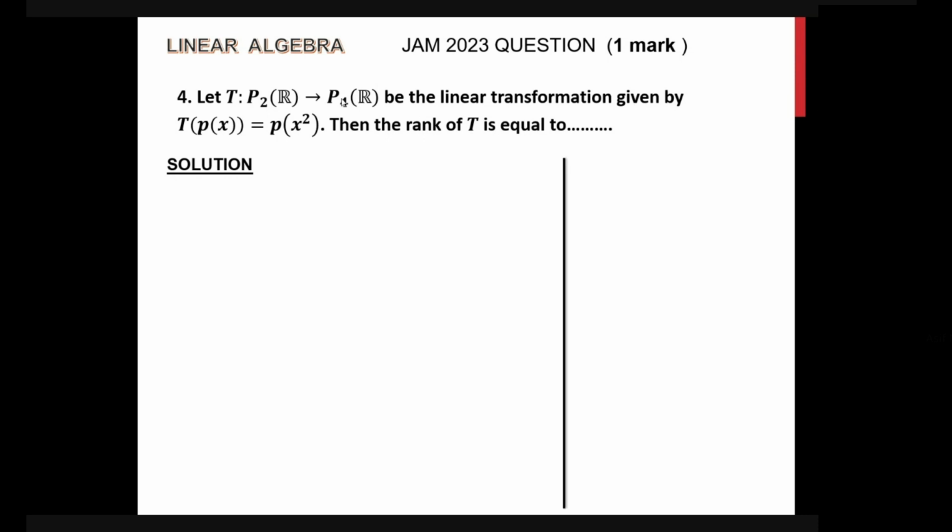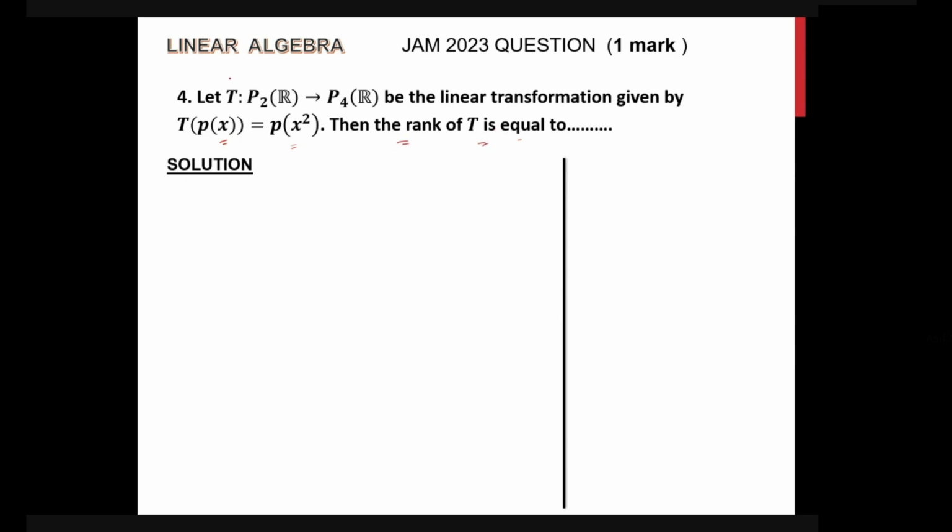Okay, so in most cases, such a question will be asked in examinations. For example, this is a linear transformation. Let T from P2(R) to P4(R) be a linear transformation given by T of p(x) equal to p(x square). Then the rank of T is equal to?